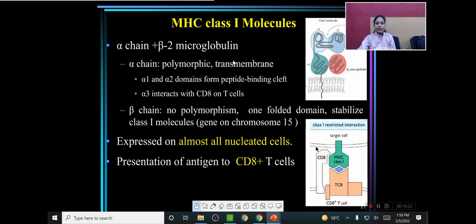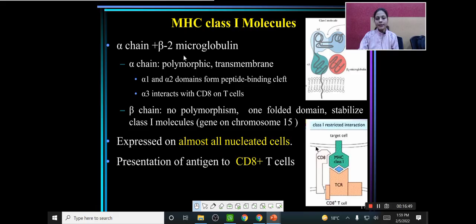MHC class 1 molecule. It has an alpha chain plus beta 2 microglobulin. Two types of chain are present, that is alpha chain and beta 2 microglobulin. Alpha chains are polymorphic and they cross the transmembrane, right?